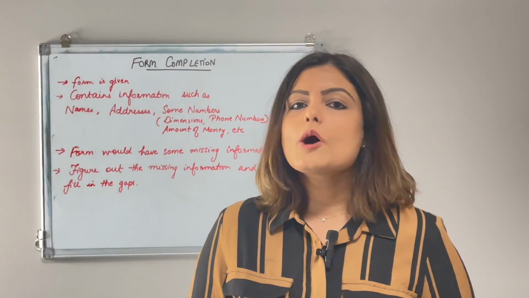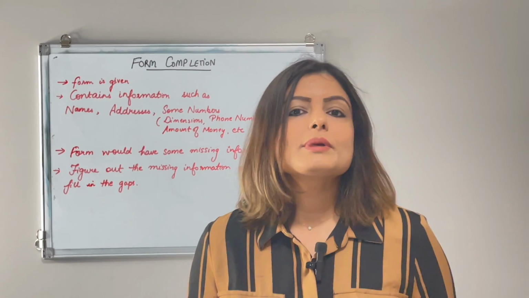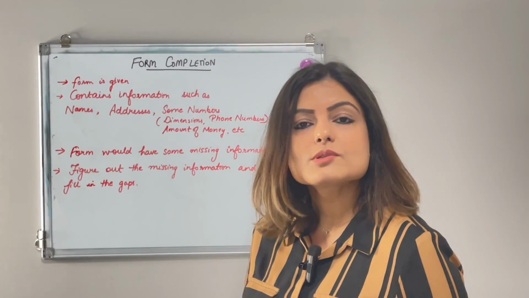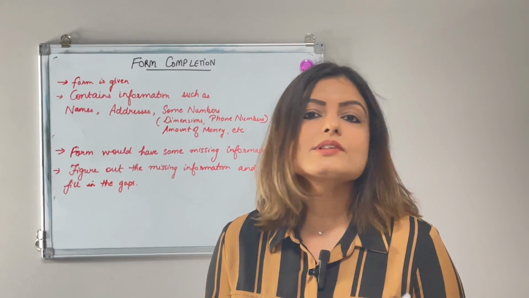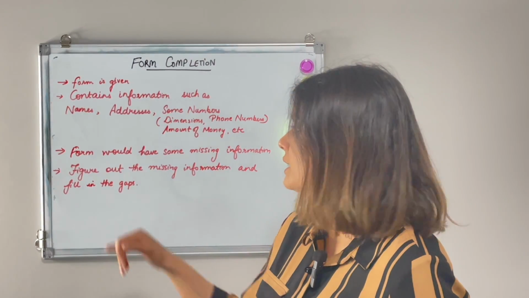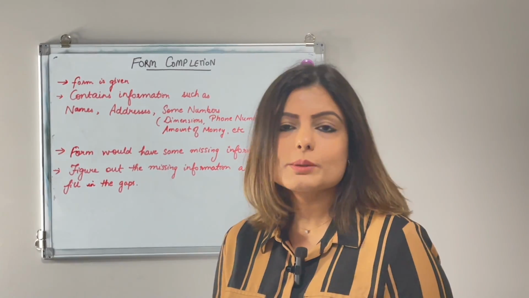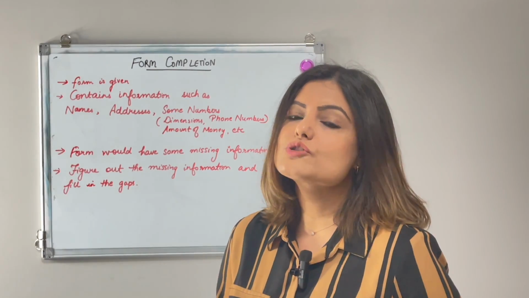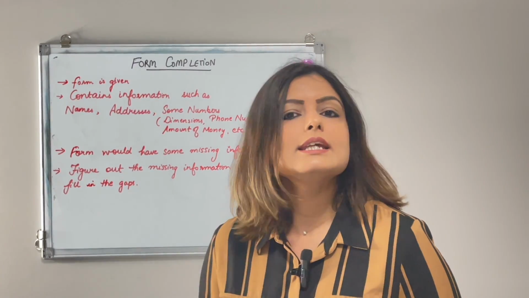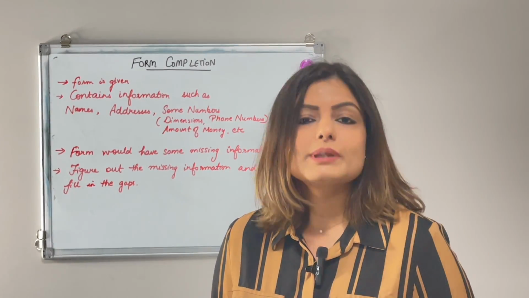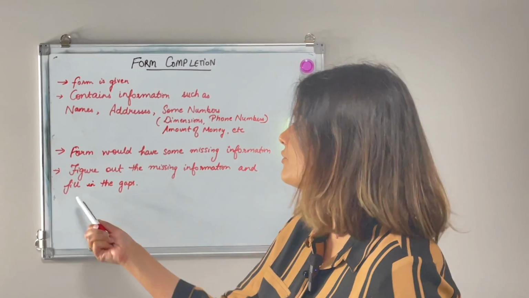So basically, in form completion question type, a form would be given to you. That form would contain some information such as some names or some addresses or some kind of numbers. Now these numbers could be some dimensions or some phone numbers or the amount of money. Then the form would have some missing information, which means that some of the information will be given to you, but then some of the information would be missing. You have to figure out the missing information and fill in the gaps. So basically, when the recording will be played for you, you have to figure out the missing information from the recording and then fill in the gaps.